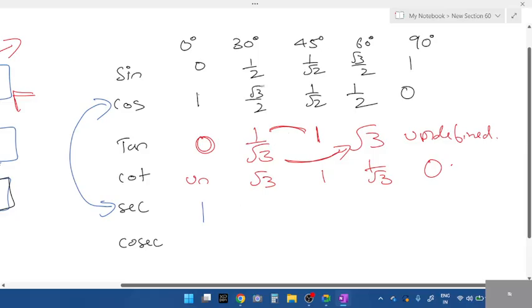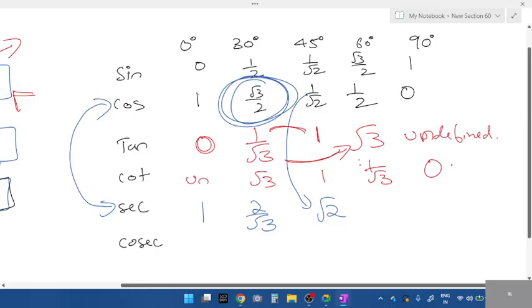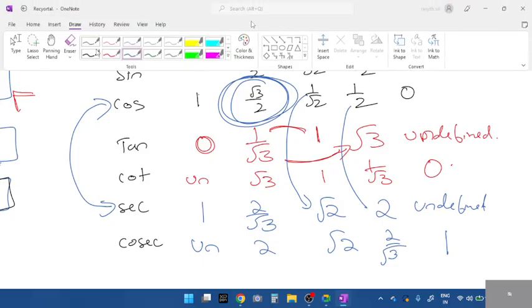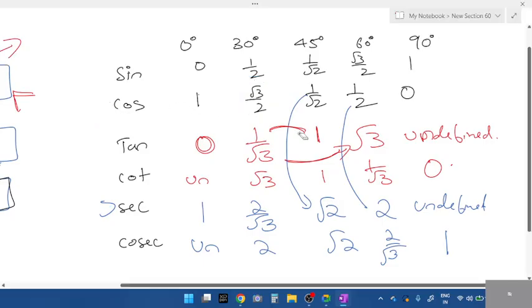Now look at 30 degrees, students. Sec 30. What is cos 30? All of you will respond. What is the reciprocal? 2 by root 3. Tell me the next one. Root 2. Next one. 2. And 1 by 0, this you get undefined. Remember this. Undefined. And cosec is the opposite of sec: undefined, 2, root 2, 2 by root 3, 1. Is this clear? All of you understood how to write the trigonometry table?